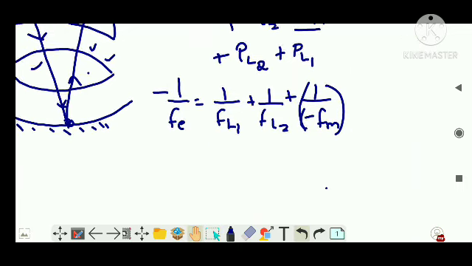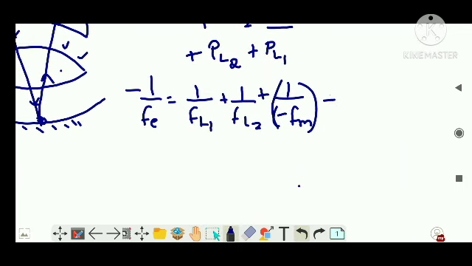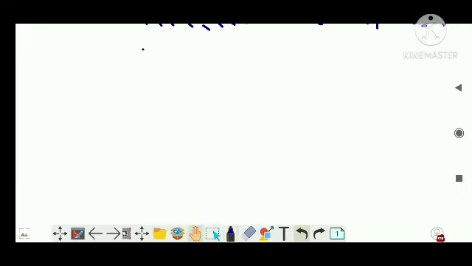Okay. Now the equation is not completed. So again there is 1 by FL2 plus 1 by FL1. Right? Clear? Now we are going to take each piece separately. Let us say we are going to consider lens 1, which is a concave lens. Right? So for concave lens, 1 by FL1, right, is equal to, it is what?